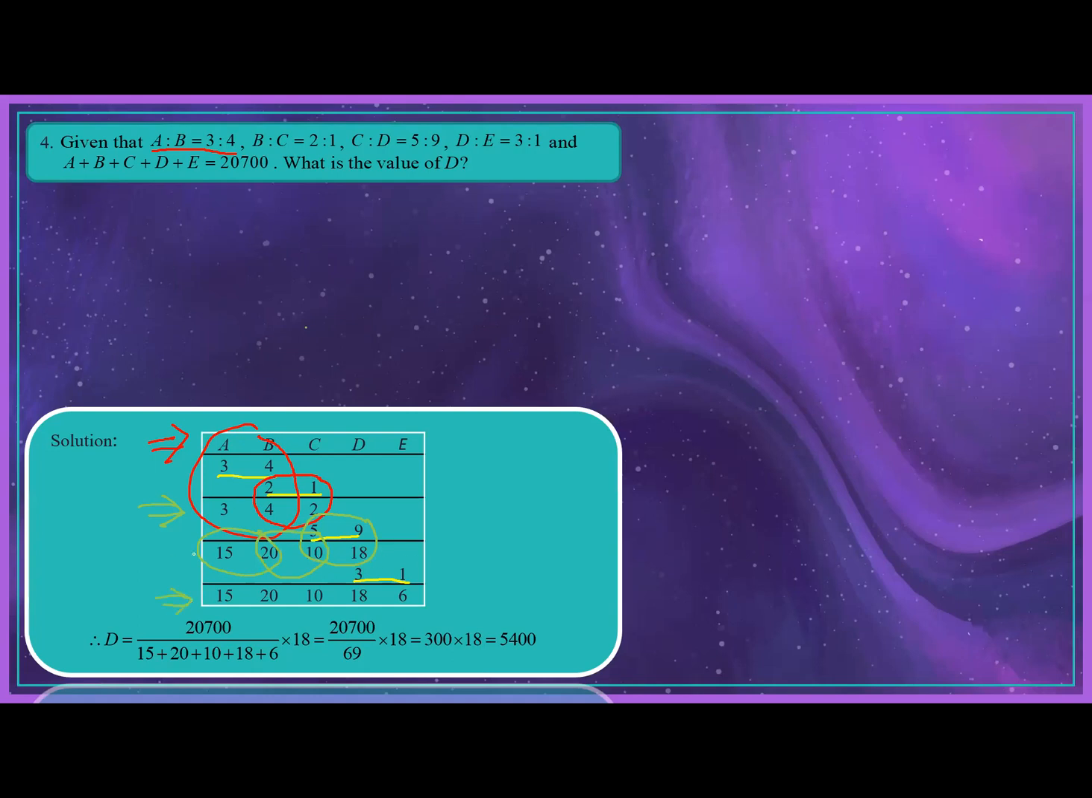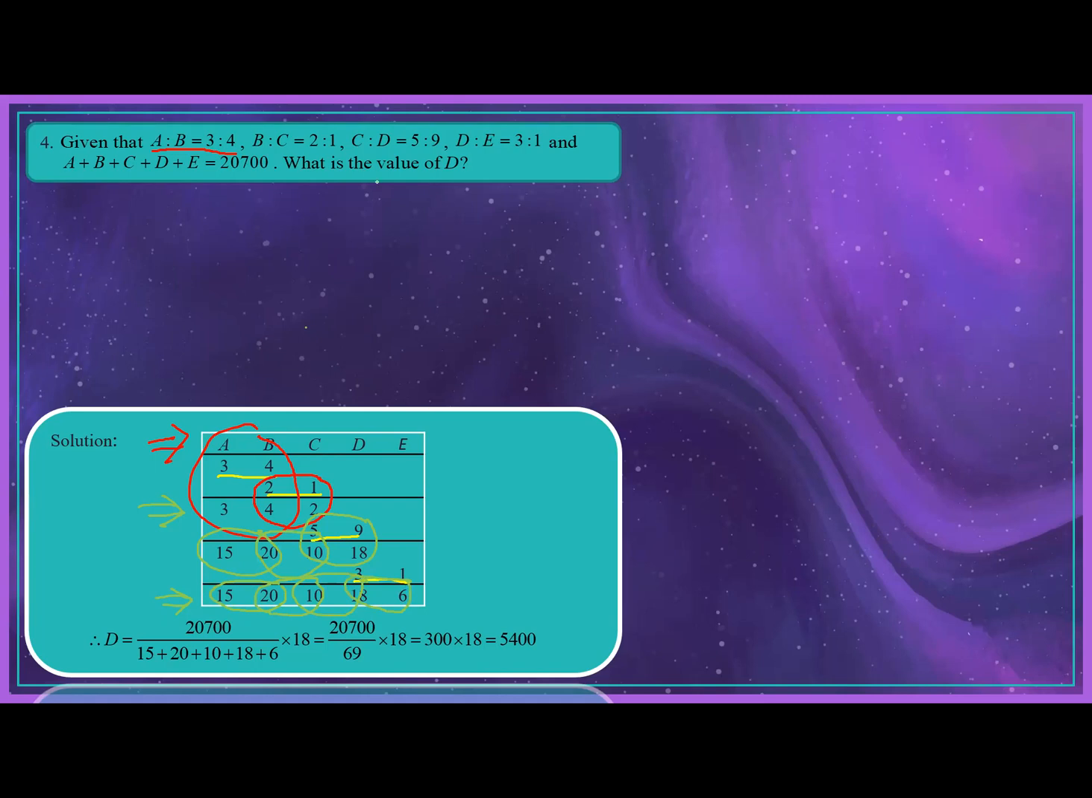Okay. So now you have this common ground for everything. You have A as 15, B as 20. Basically, this is 3 is to 4. This is 2 is to 1. This is 5 is to 9. Oops. And this is 3 is to 1.